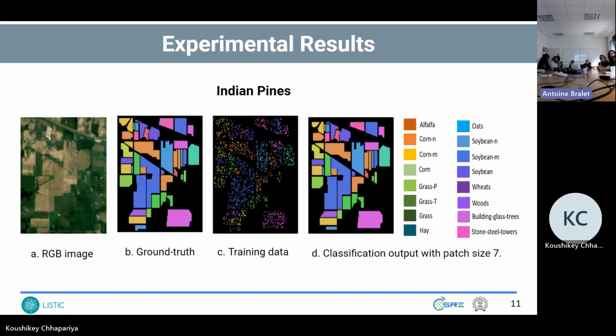So this is the Indian Pines, the data set which I'm talking about. The first one is the RGB image, which is red, green, and blue, just the 3-band image to show the data. And then the labeled ground truth, which we had from the training data, and then the classification output with patch size 7.